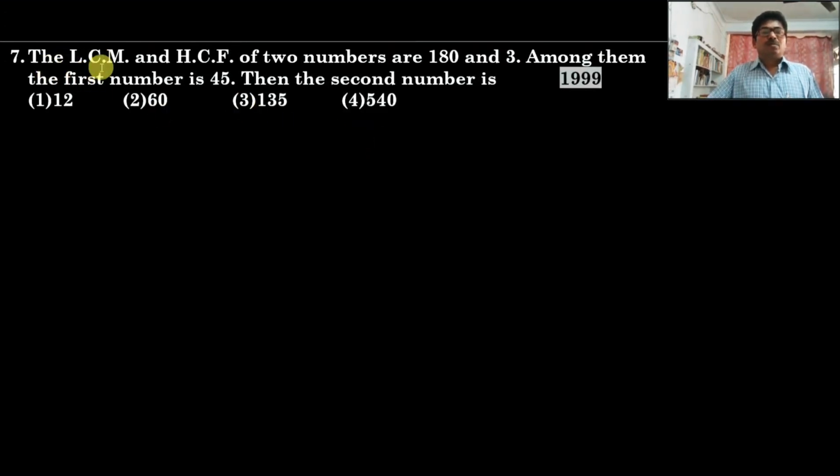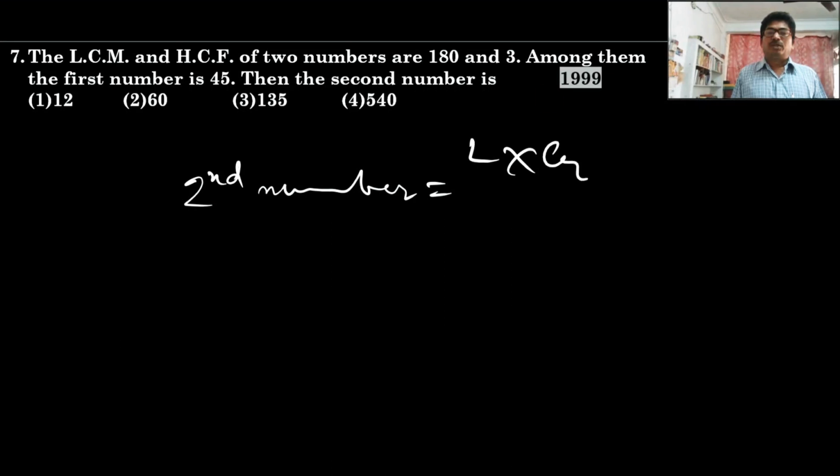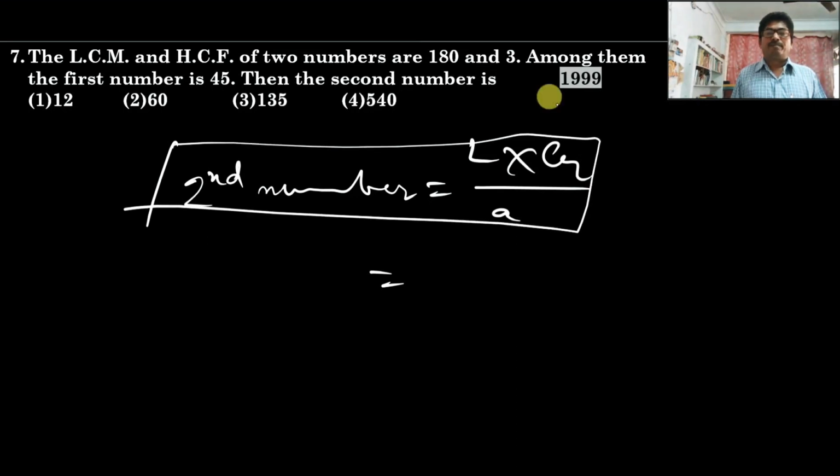Question number 7. The LCM and GCD of two numbers are 180 and 3. Among them the first number is 45. Then the second number, you know the formula, is equal to LCM into GCD by the given number. So this is the formula: L into G by A. 180 into 3 by the given number 45.